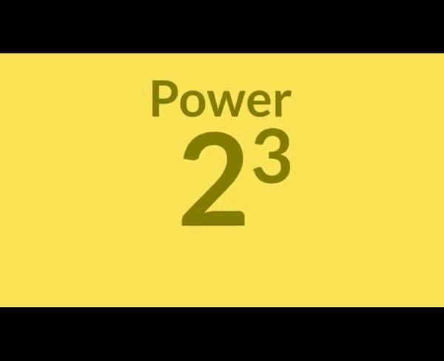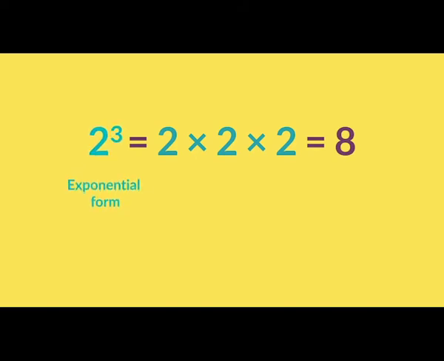Here we can say this is 2 raised to the third power, 2 to the power of 3, or simply 2 cubed. Numbers can be written in different ways. 2 to the power of 3 is equal to 2 times 2 times 2, which is equal to 8. The number written with the exponent is said to be in exponential form.